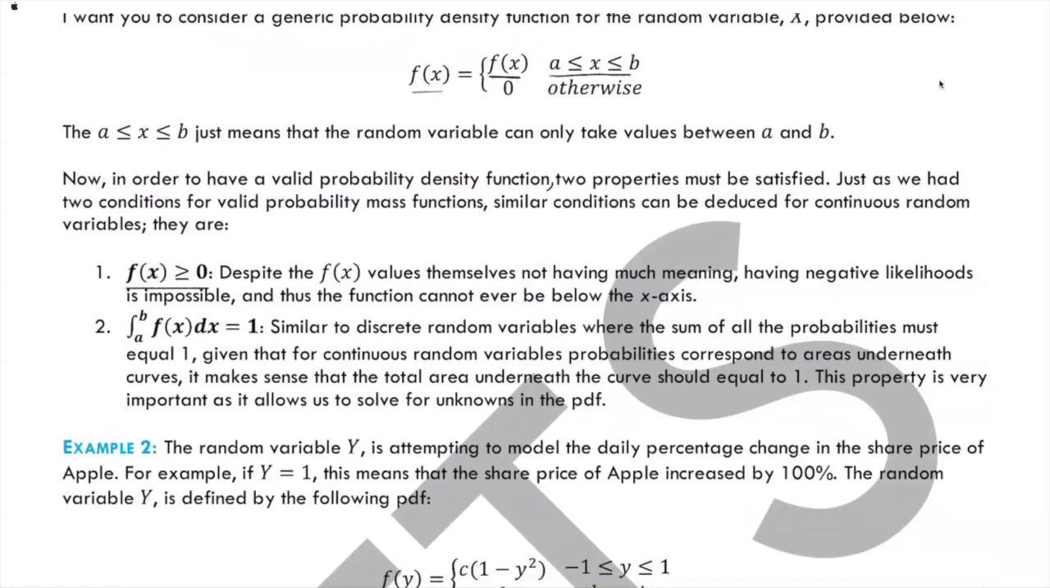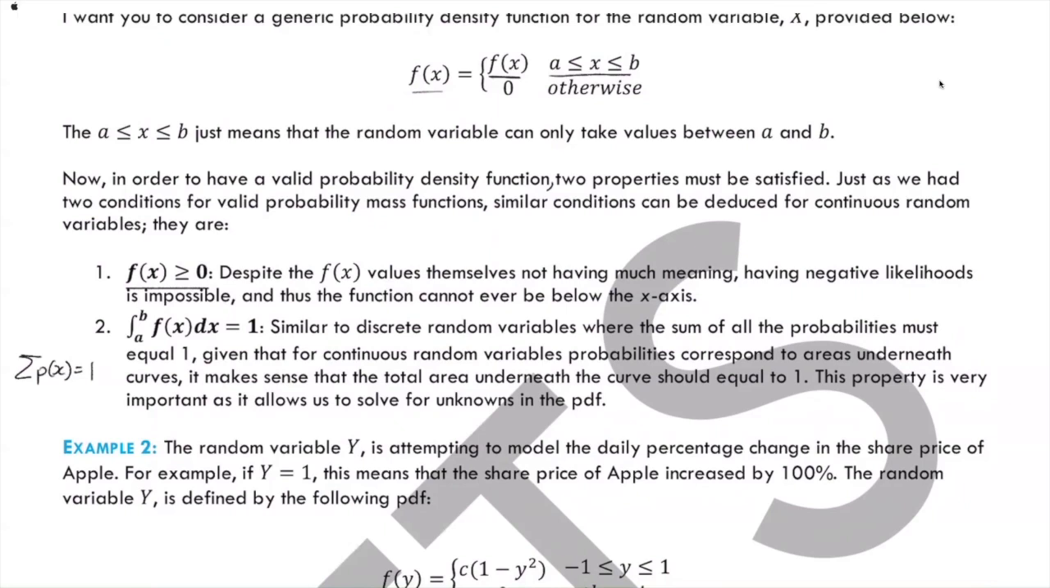The second condition is that, you know how for a PMF, the sum of all the probabilities has to equal 1? Like sigma p of x has to equal 1? The continuous version of sigma is an integral. So if you integrate, you find the full area underneath the curve, and it should equal 1. That makes sense as well. If you're going to find the total probability, it would equal 1.